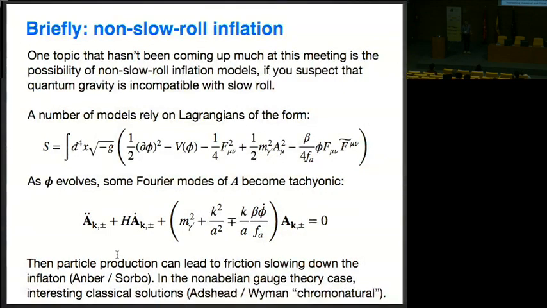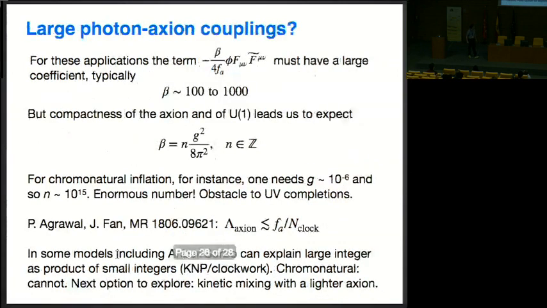But there are also models that are close to slow roll inflation, but that have some extra dissipation beyond Hubble friction. So you can inflate in steep potentials by coupling an axion to some gauge fields in a particular way. This leads some modes to be tachyonic. The inflaton starts producing particles, and that's an extra friction, and it slows down the inflaton. So there are models that do this, models of Anber and Sorbo. There's a somewhat related model called chromonatural inflation that I mentioned earlier.